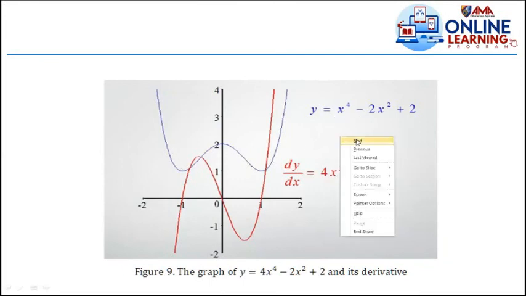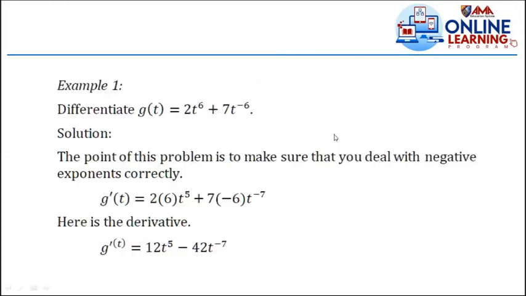Okay? So, next we have another example. Differentiate g, which is a function of t, is equal to 2t raised to 6 plus 7t raised to negative 6. Okay, solution. The point of this problem is to make sure that you deal with negative exponent correctly.